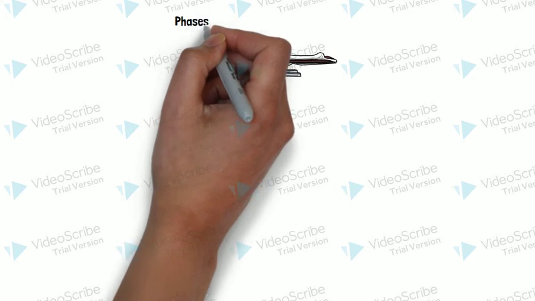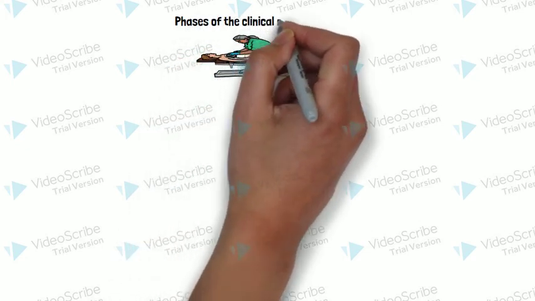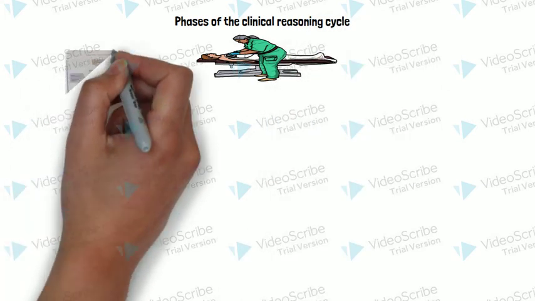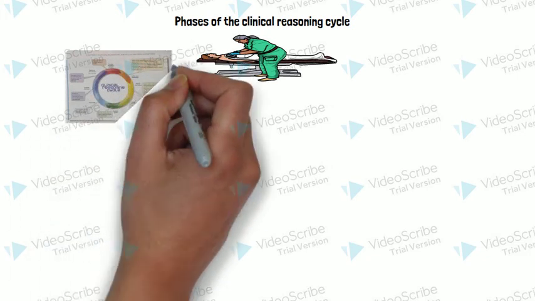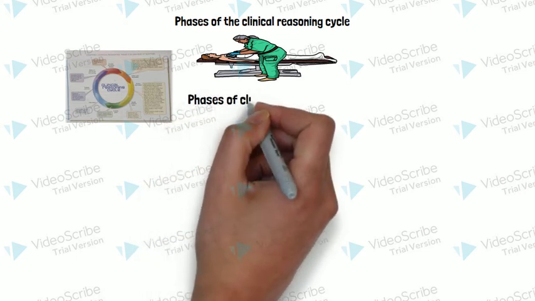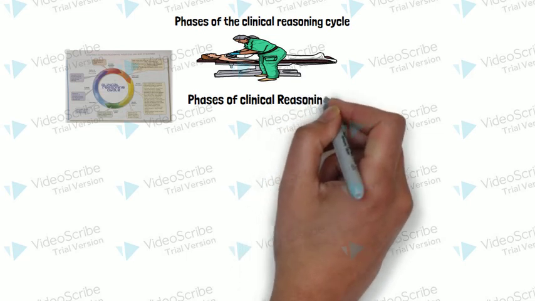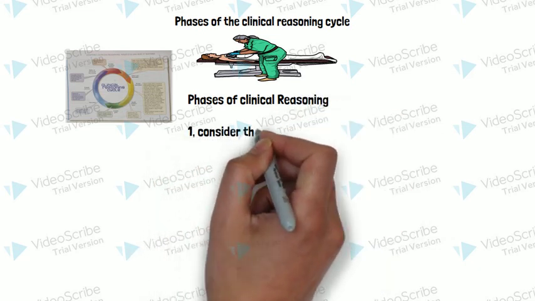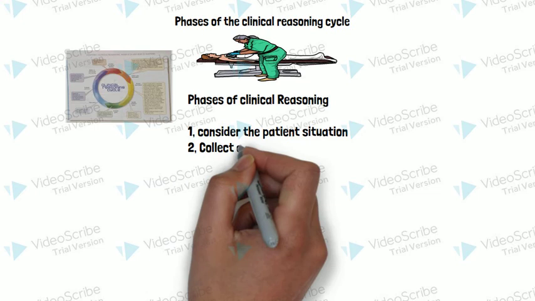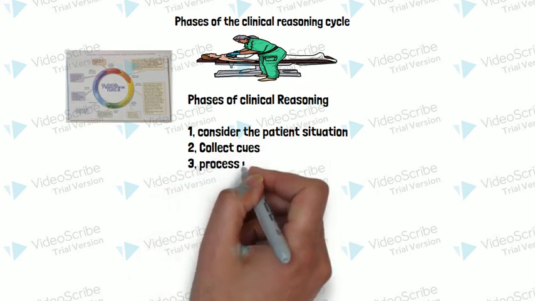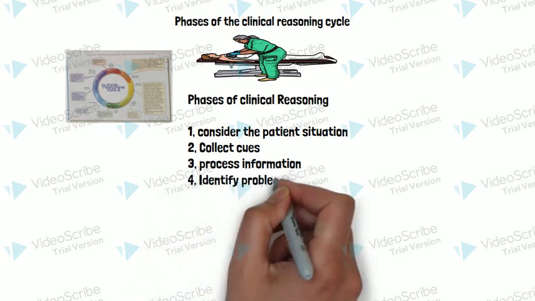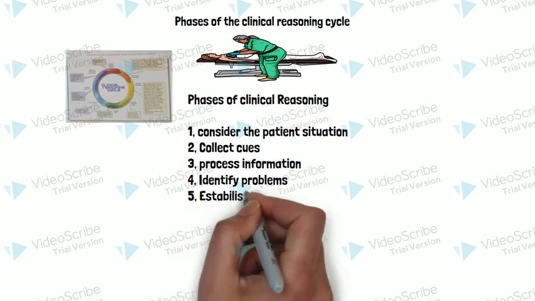The second one is collect information. During this stage, the clinician begins to collect relevant information about the patient, collecting the patient history. The third one is process information. After we collect the data, the clinician will process the information. The fourth one is identify problems. The fifth one is establish goals. The sixth phase is take action. And the seventh is evaluate. Number 8 is reflect on the process and new learning, which is experiential learning.